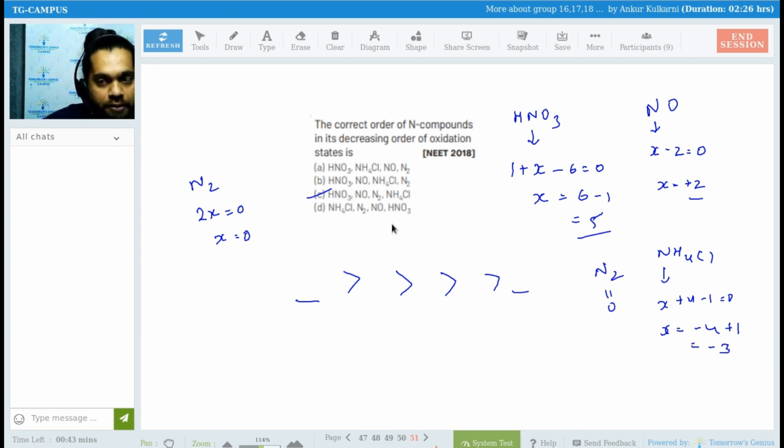Plus minus minus. Yeah, do not get confused. 4 minus 1 is 3, goes that side, becomes minus 3. It is minus 3. But anyhow, first we have plus 5, plus 2, 0 and minus 3. Okay, so that is the correct order. So answer C is correct. Is it clear, everyone? Is it clear?